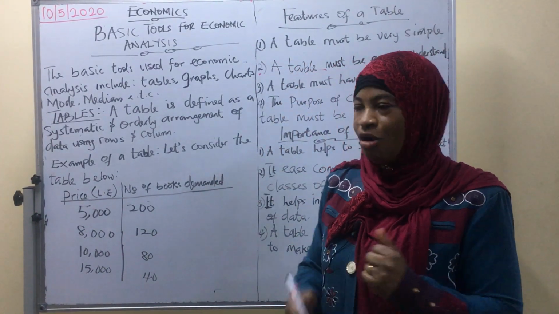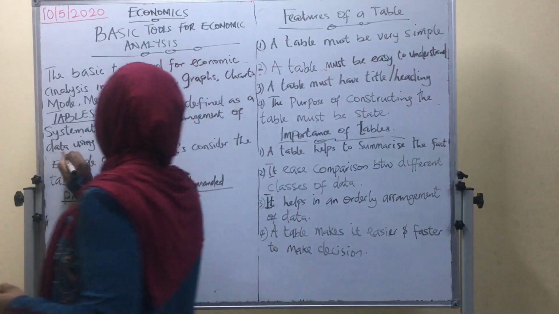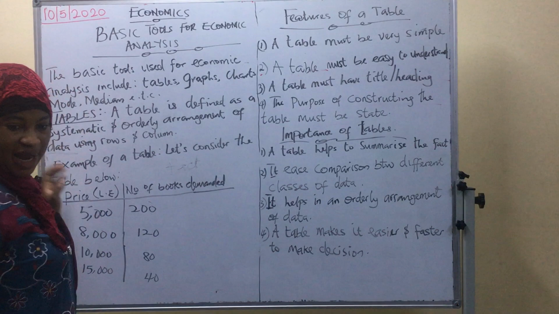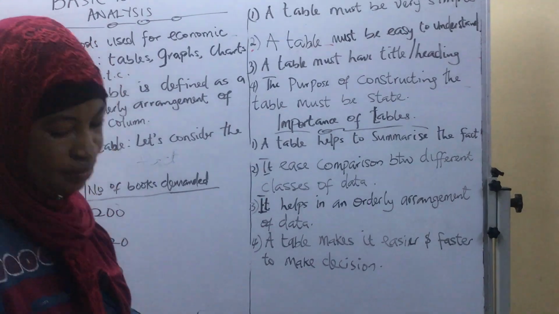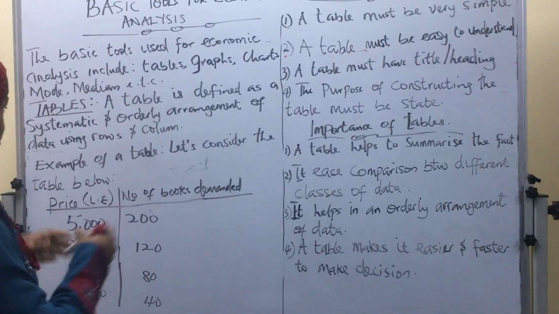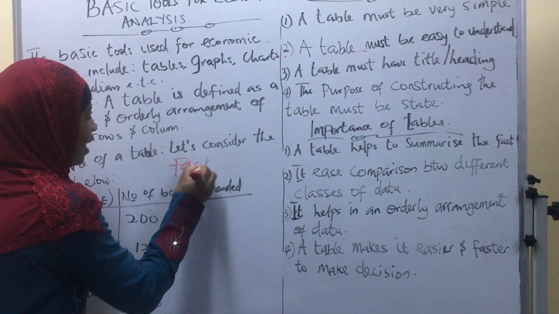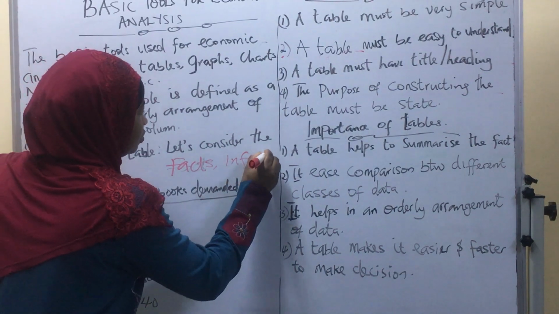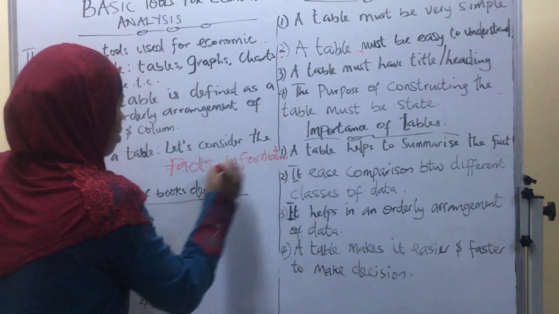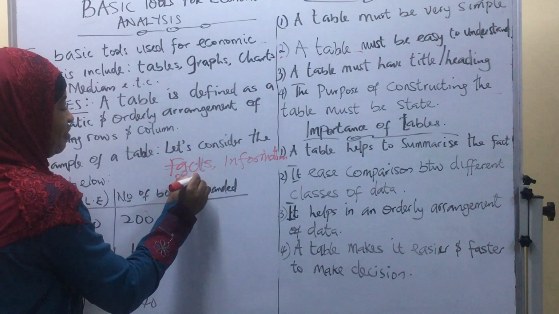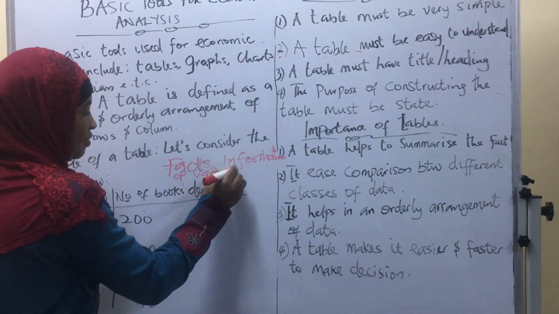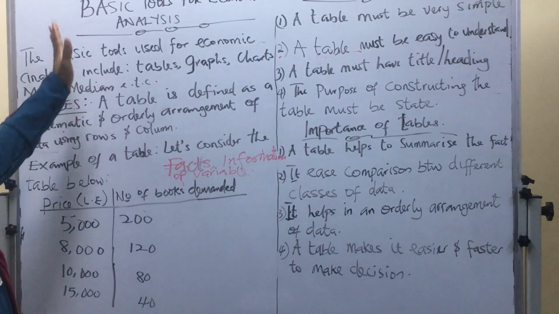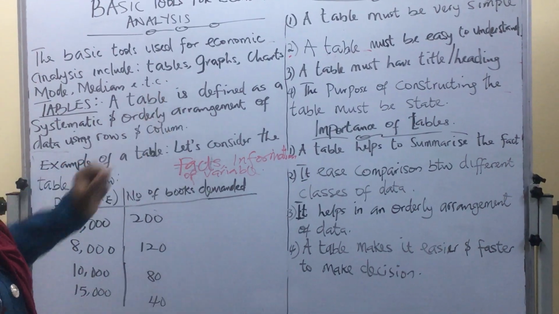What do I mean by data here? I mean facts, information, or variables involved. They can appear in rows or columns.